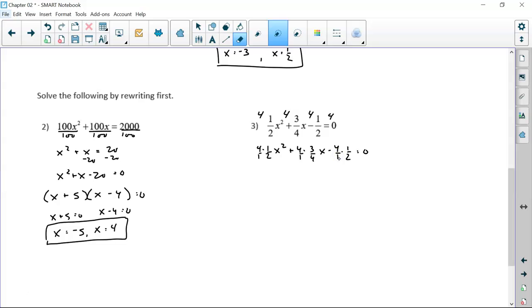Now those are 4 over 1s. I'm going to use that as a placeholder. We always simplify before we multiply. The 2 becomes a 1, 4 becomes a 2. So it's really just 2 times x squared, which is 2x squared.